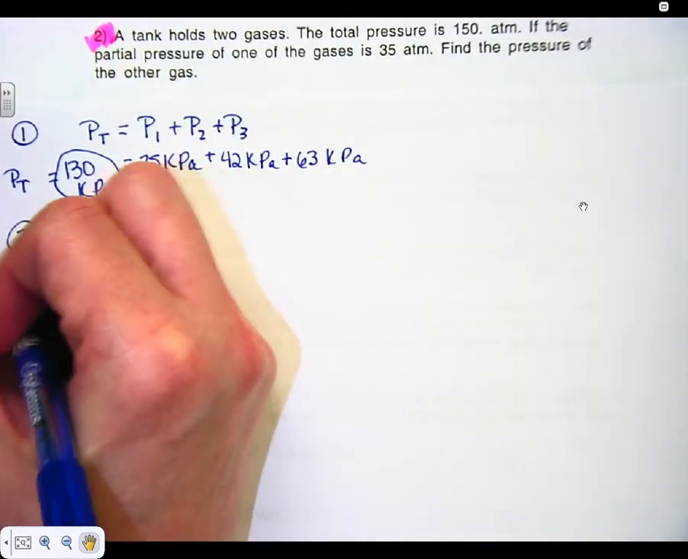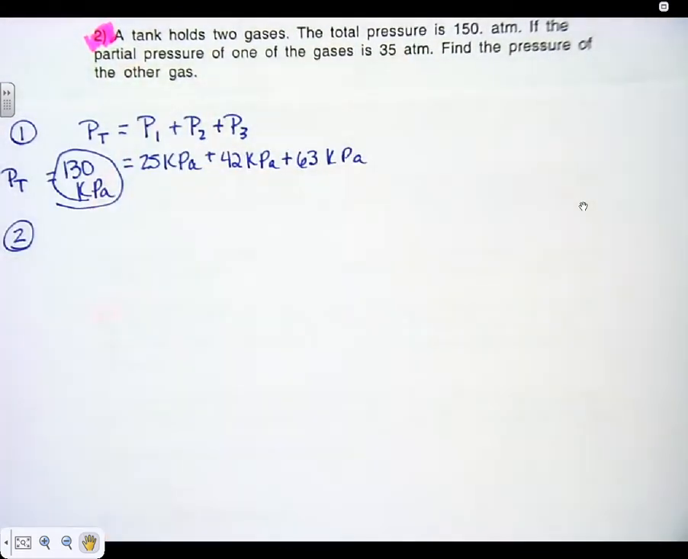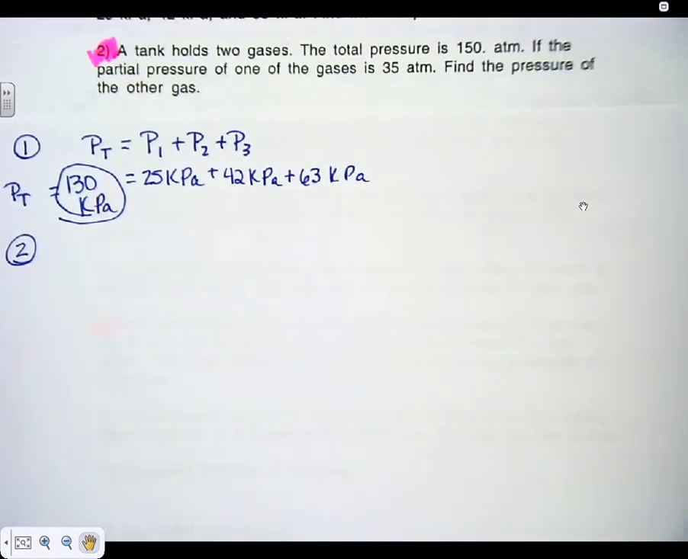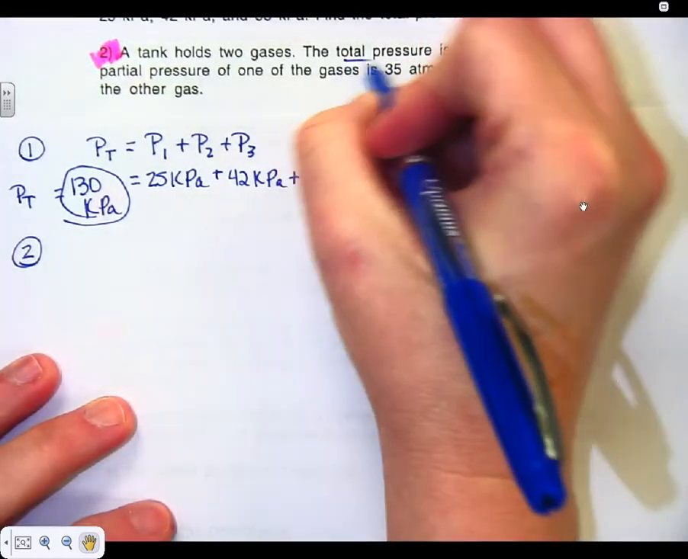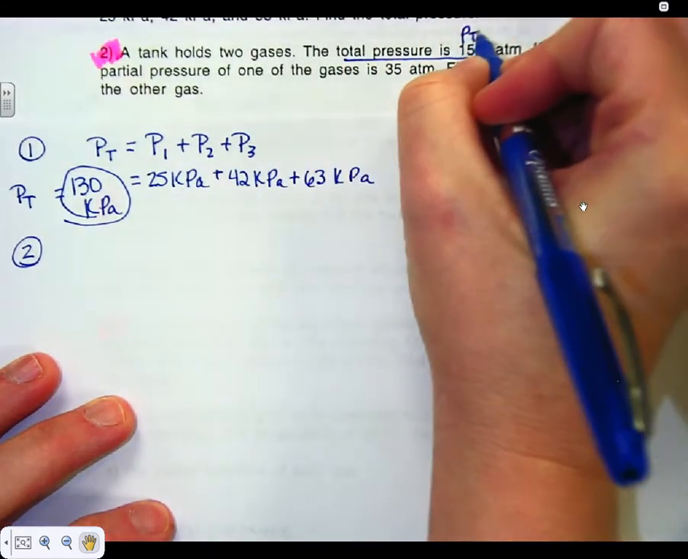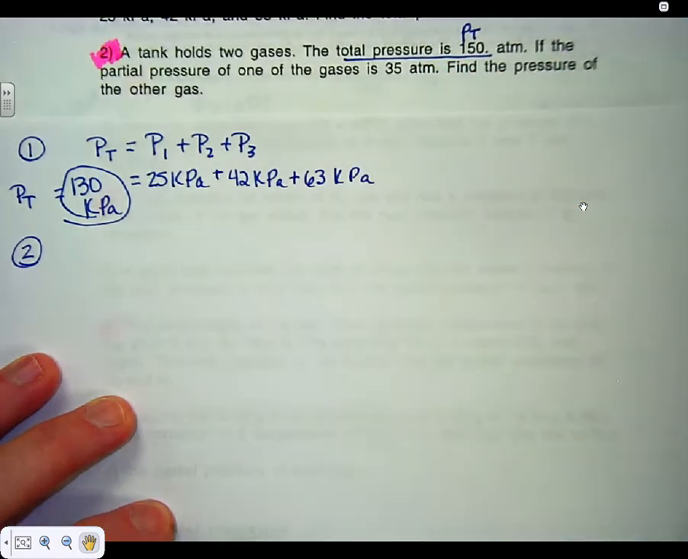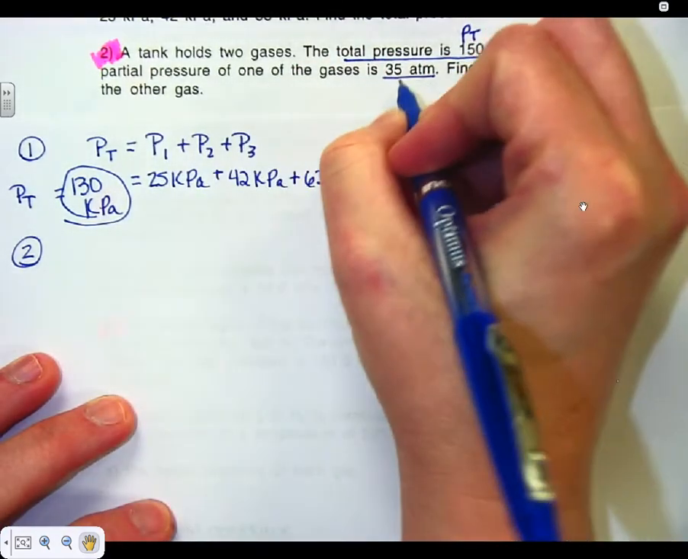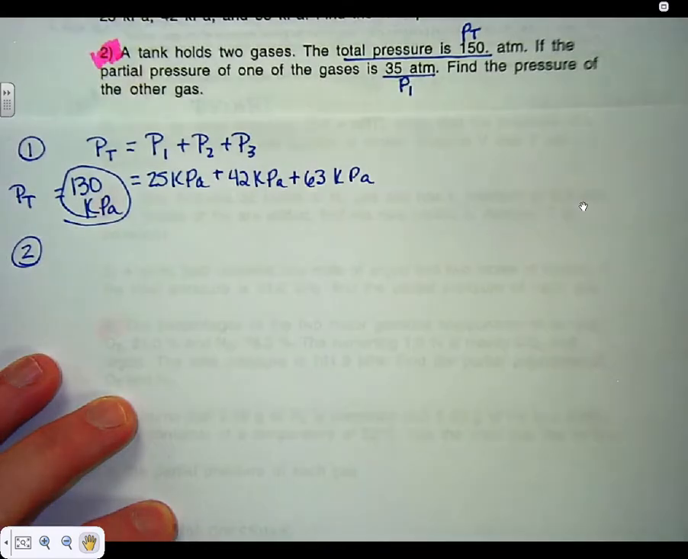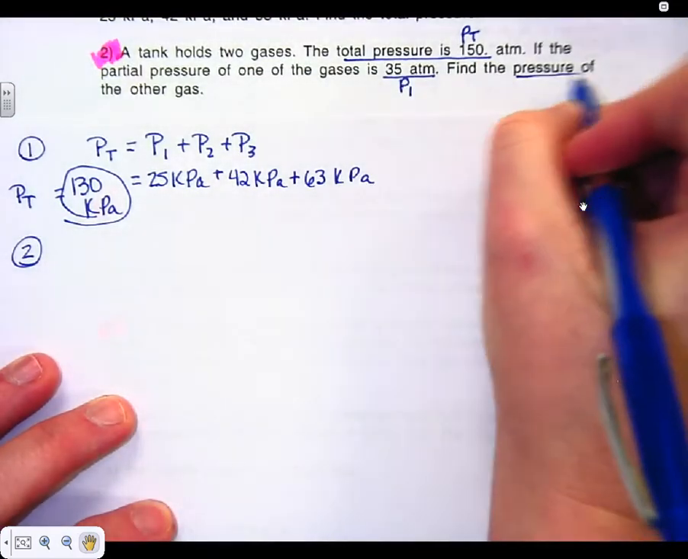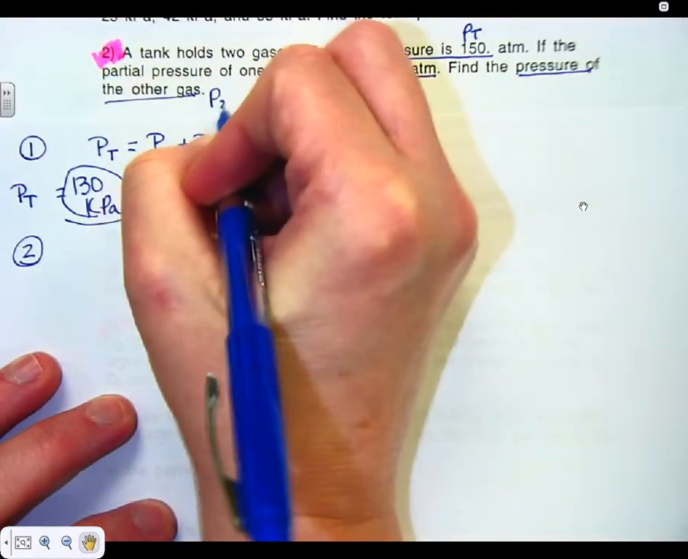And again, I'm doing these on another piece of paper because we don't have a lot of room on our actual handout. A tank holds 2 gases. The total pressure is 150 atmospheres. Notice the 150 does have a decimal after it. If the partial pressure of one of the gases is 35 atmospheres, find the pressure of the other gas. So here we know that PT, or total pressure, is 150. We know that the pressure of one gas is 35 atmospheres, so we want to know the pressure of the other gas, which is P2.